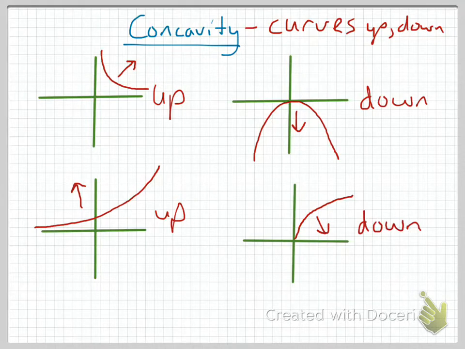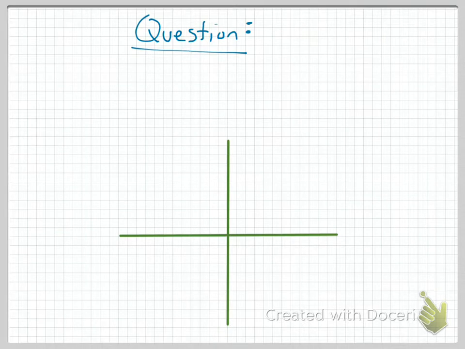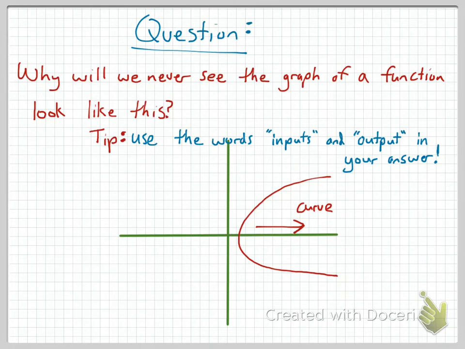One last thing I want to comment on, and then you can answer your question, is you might be asking, okay, Mr. Newman, what if it doesn't point up or down? Well, if it's a straight line like this, then it has no concavity. But if it curves, let's say it only curves to the right or to the left, it might look something like this. Now, for your question, I want you to answer, why would we not see this kind of line or this kind of graph with a function? And I'll leave that question here for you, and you can go answer it. My only requirement is that you use the words inputs or outputs in your answer.